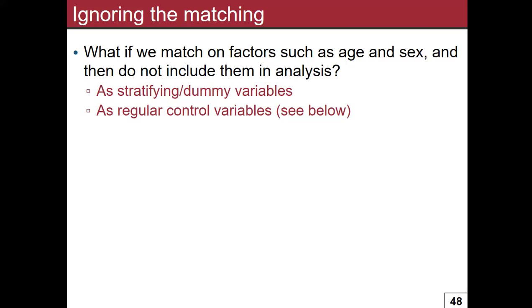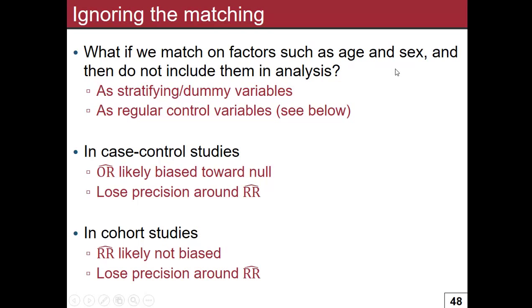The problem is it's not going to work out so well. What if we matched on factors like age, sex, and so forth in the design stage, and then in the analysis stage we don't include them in the same way? What if we said that was an issue of study design, but we do something different in the analysis? As we talked about a lecture or two ago, in the case control study, if you ignore the matching, you're going to get an odds ratio that's biased towards the null, and you're going to lose precision around your risk ratio.